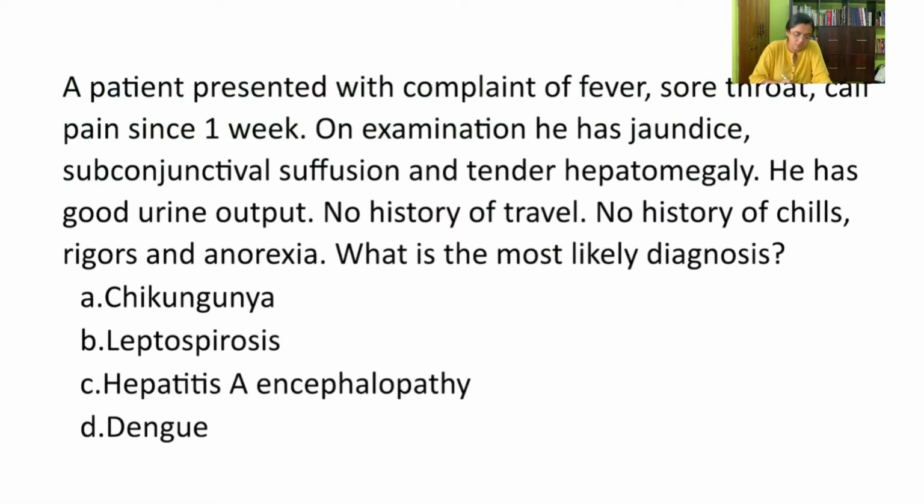Now coming to the next question. A patient presented with complaint of fever, sore throat, cough pain since 1 week. On examination, he has jaundice, subconjunctival suffusion and tender hepatomegaly. He has good urine output. No history of travel, no history of chills, rigors and anorexia. What is the most likely diagnosis? Here you can see the keyword is subconjunctival suffusion.